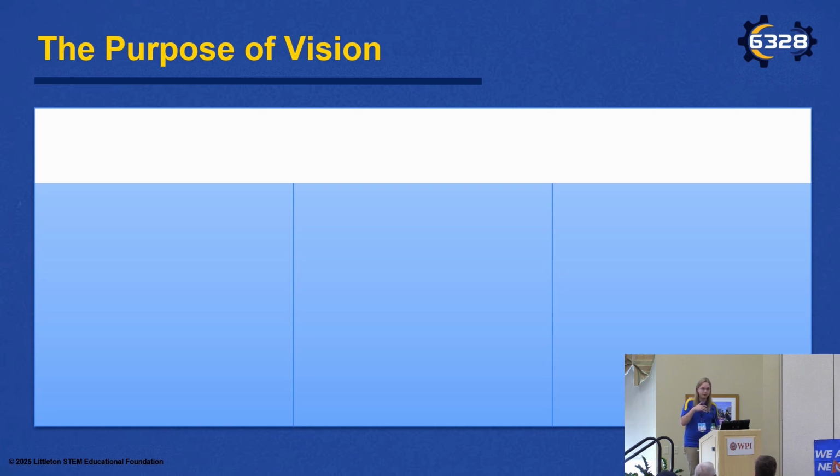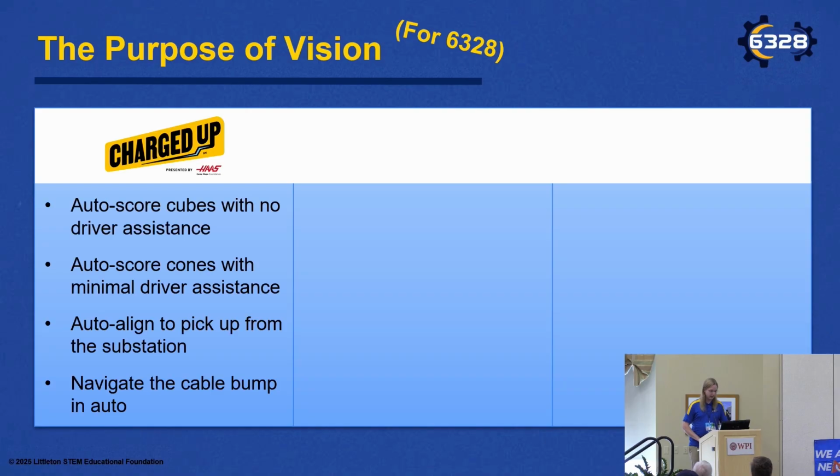Now, of course, when we're talking about the purpose of vision, this can change quite a lot depending on the season, team, and the robot. So let's look at a few examples from 6328 specifically. And we're going to break this down by game. This is not going to be a comprehensive list, but just to give you a taster.